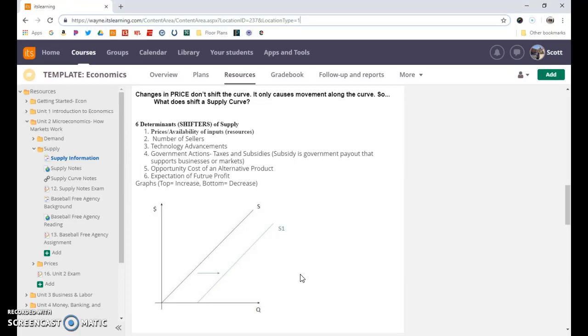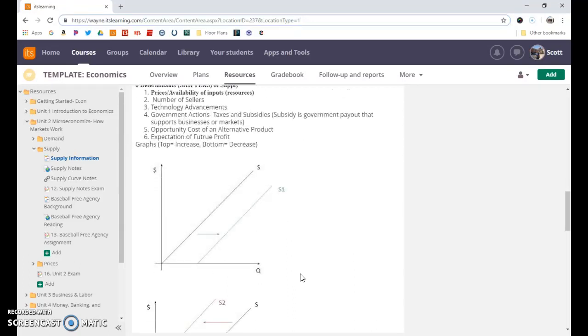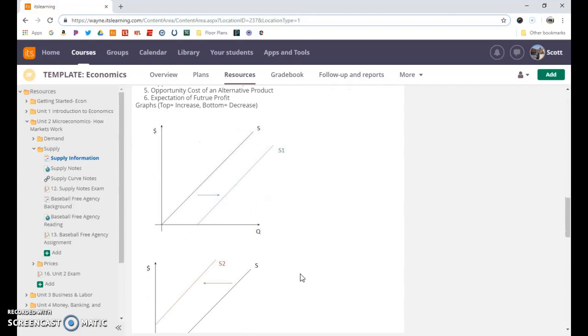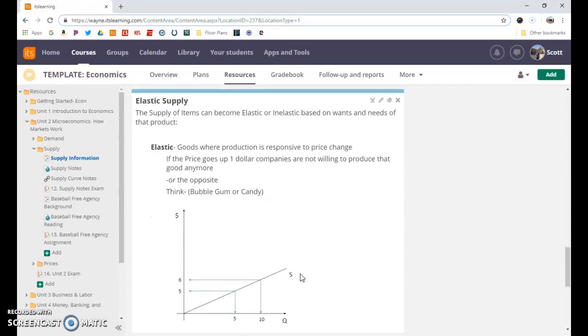So the more number of sellers that are out there, the more supply there is. The less number of sellers, the less supply. So that's going to shift your curve either to the right or to the left. Remember, left is decrease and right is increase. We're talking about a change in quantity only, not a change in price.